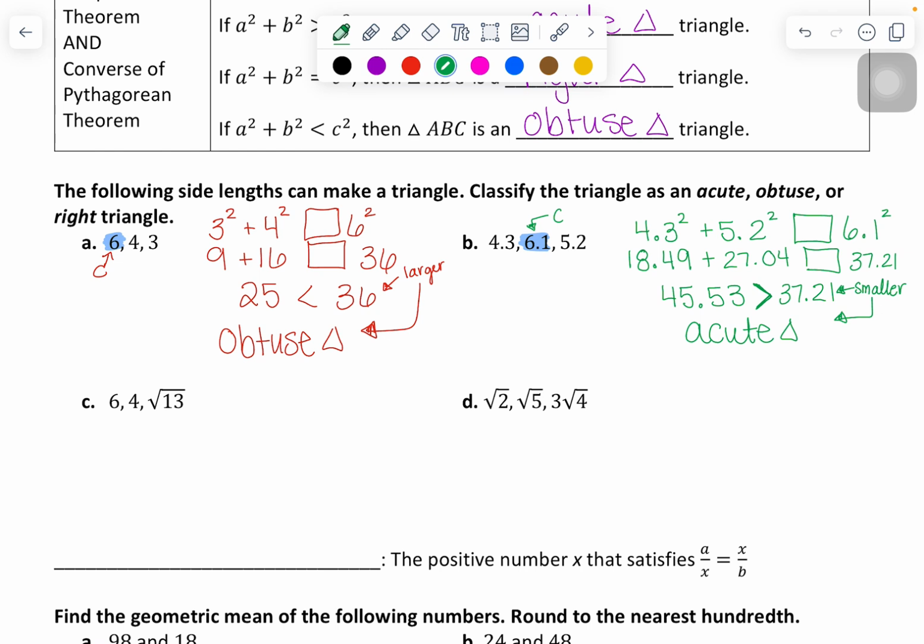Now, some of the problems are going to look like C, where you have side lengths of 6, 4, and square root of 13, and it's less obvious which of these is biggest. Some of us might say 13 is clearly bigger, but it's not 13, it's the square root of 13, which asks what number multiplies by itself to get 13. That is not an obvious number. But you've got a calculator.